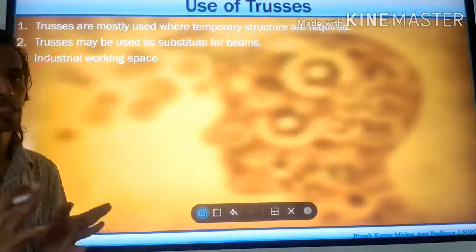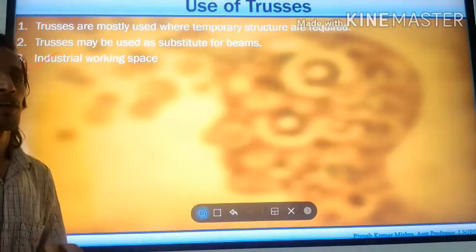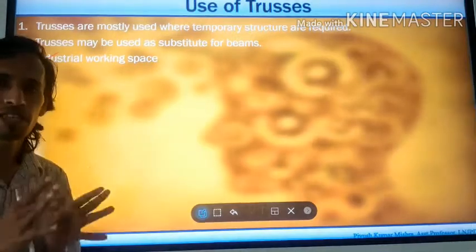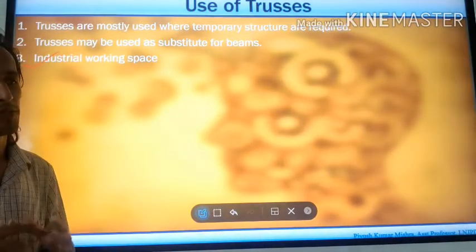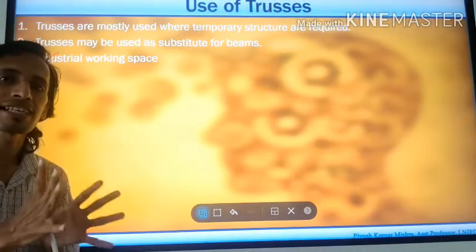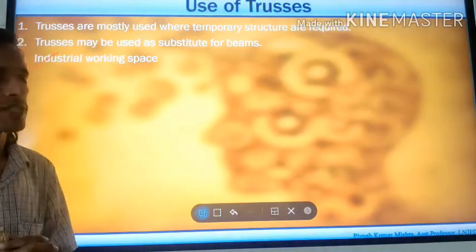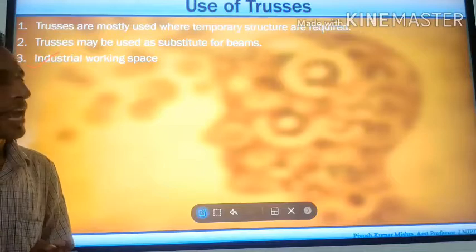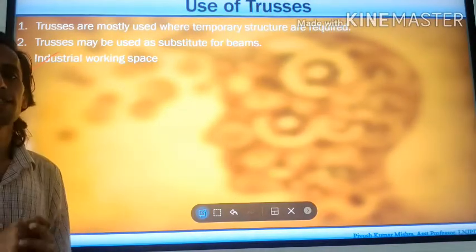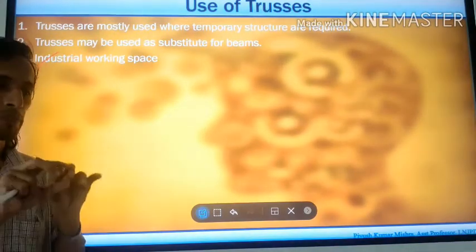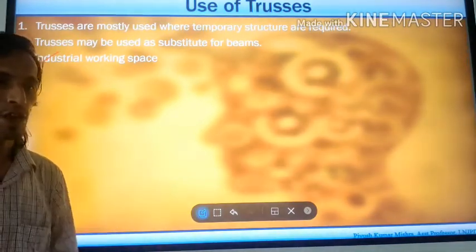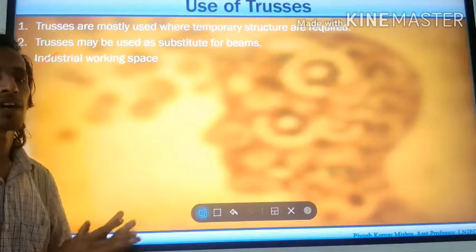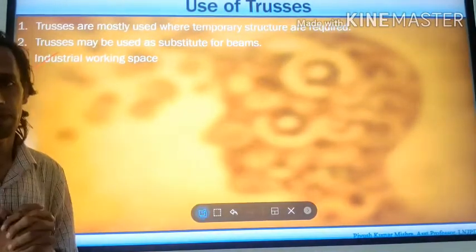No casting is required. You just have to take two rods and weld them or bolt them. It is a very fast way to construct or erect a truss system. And anytime you can open the trusses. Anytime you can break the structure, collect all the members, keep them in a truck and transport them to some other place.